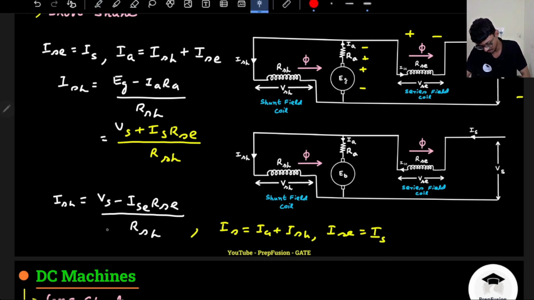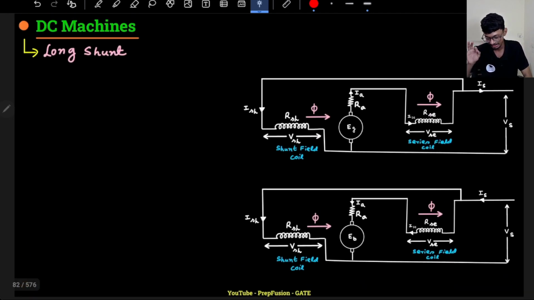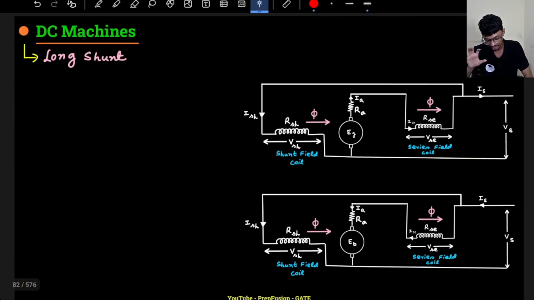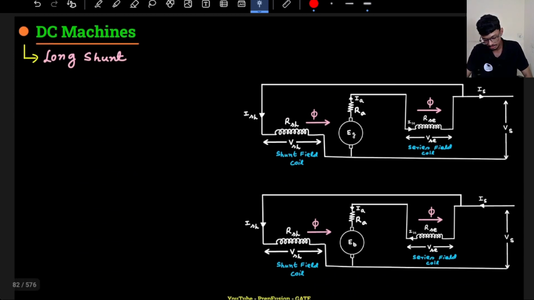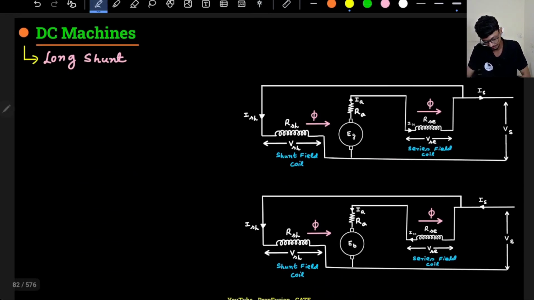And ISH will be this value now, because this time the drop is like this, plus minus, right? This is plus minus, this is plus minus, so it is opposite sign, the drop is opposite, so this will be Vs minus ISC into RSC divided by RSH, or you can write this in terms of back EMF as well, KVL, KCL. I know you guys are experts in long shunt. So in long shunt, just a bit of things will be different here. Now my series current will not be equal to the supply current, it will be equal to the armature current. That is the difference for a long shunt, right?